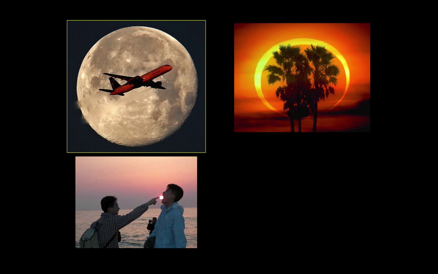What's going on here? The common factor is that all these things, the plane, the palm trees, the man, are much, much closer to the camera than the background object. Where this man is 2 feet away, the Sun is 93 million miles away, so it appears edible. The same is true for the moon and the sun.